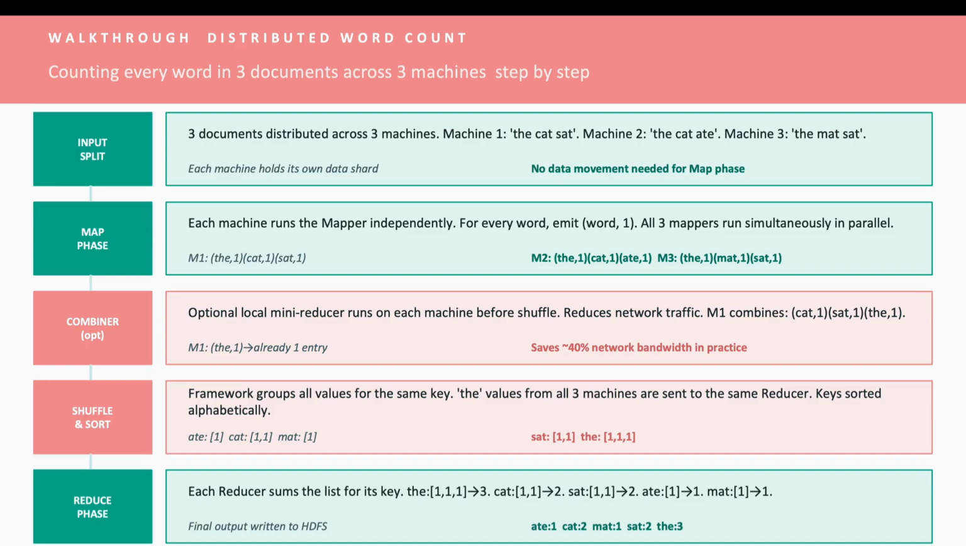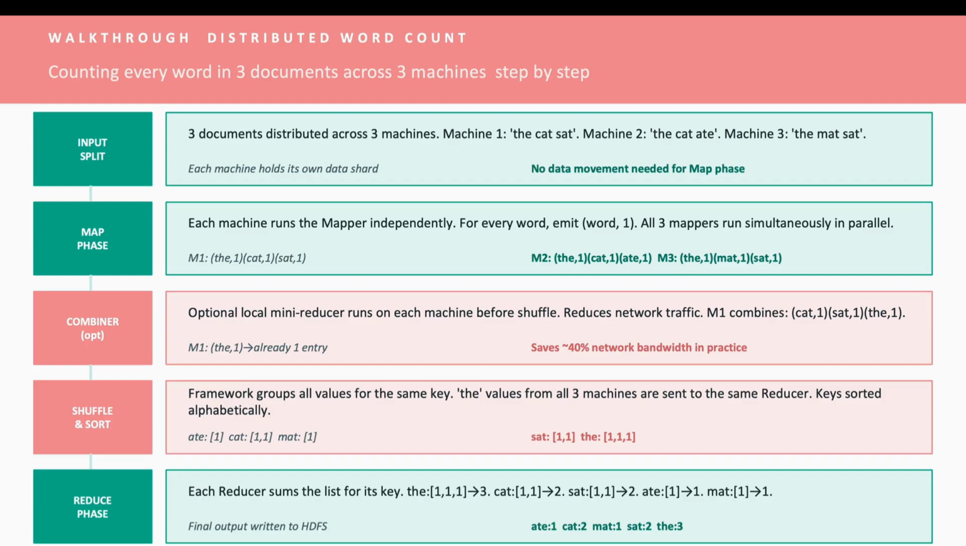We have 3 documents, on 3 machines. Machine 1 has "the cat sat", machine 2 has "the cat ate", and machine 3 has "the mat sat". So the input split: each machine already holds its data, no movement needed for the map phase. This is the data locality principle in action.